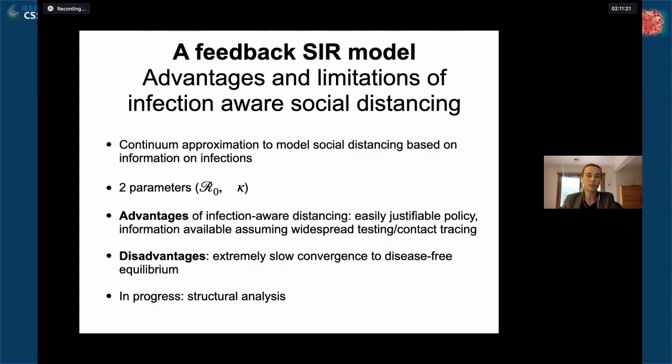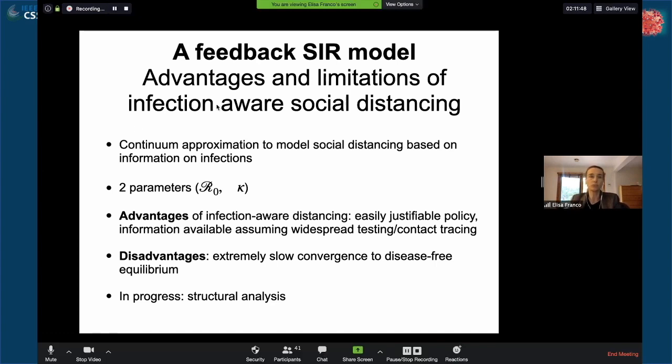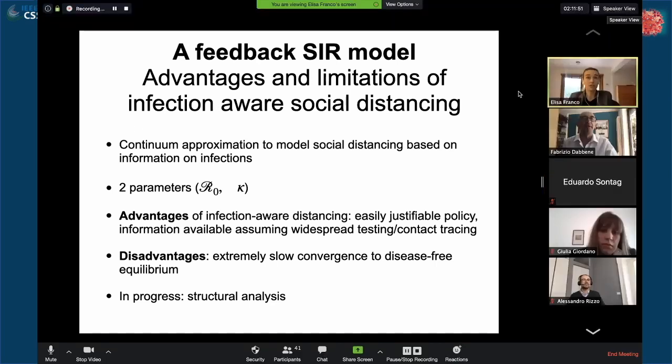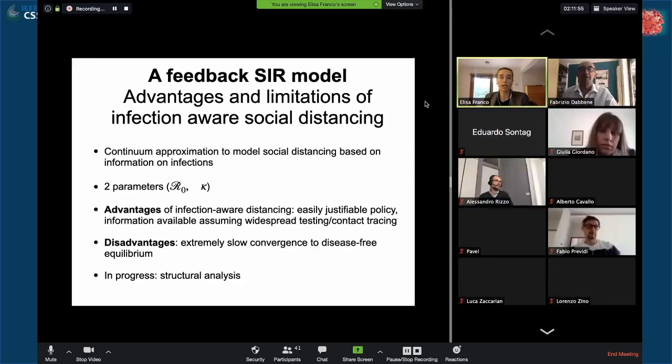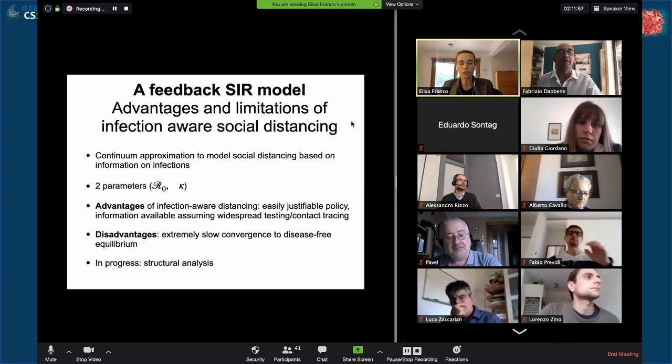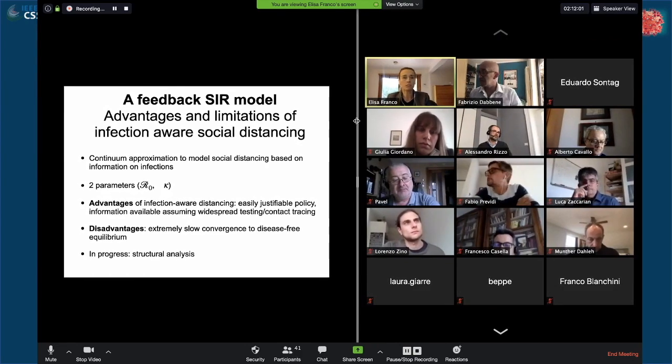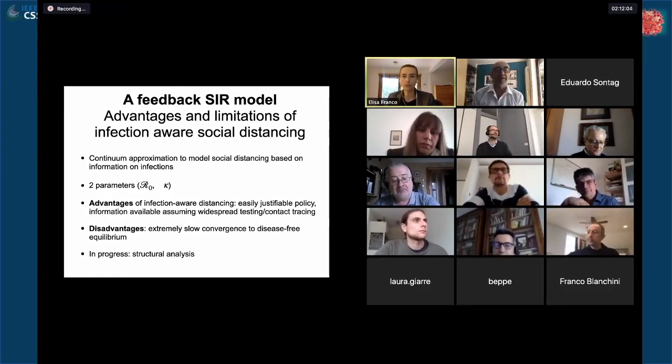So to conclude, I know I'm a couple of minutes over. I propose a continuum approximation to modeling social distancing based on information on infections. The model only has 2 parameters. One advantage of infection-based distancing is that it's an easily justifiable policy, assuming of course you have good information about infections and the ability to distribute that information. The disadvantage is an extremely slow convergence to disease-free equilibrium. I have a few conjectures about structural properties of this model, but it's all in progress, so I'm not discussing them today. So with that, I conclude, and thank you for your attention.